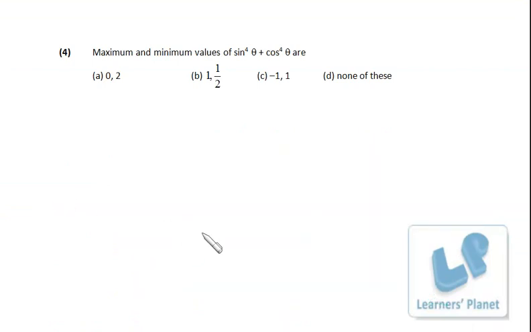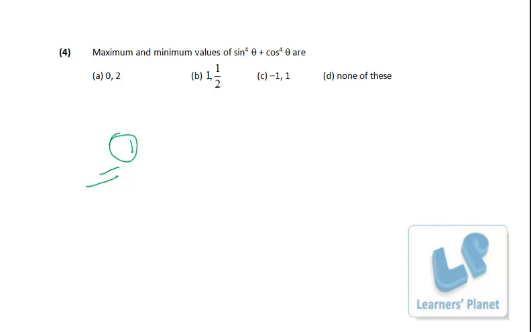And apart from that, I would like to share a trick over here. See, maximum value you will get when one of them is 0, right? So you can take either sine theta as 0 or cos theta as 0. If you take sine theta as 0, that means theta is equal to 0, so cos 0 will be 1. So maximum value will be 1, right?